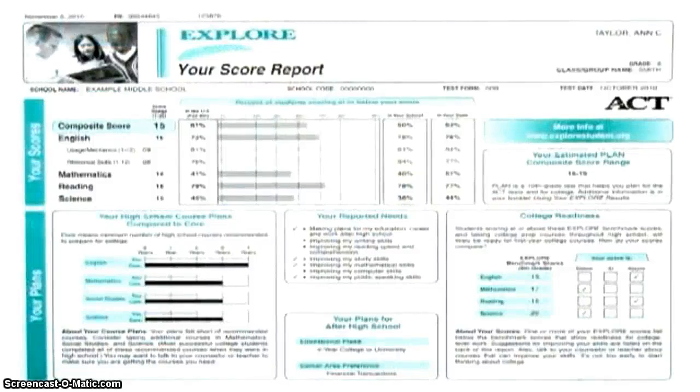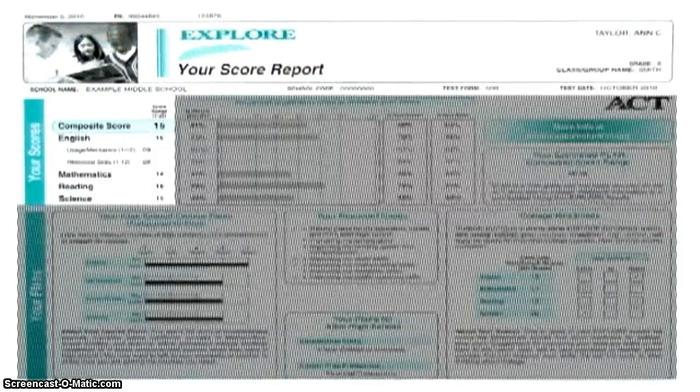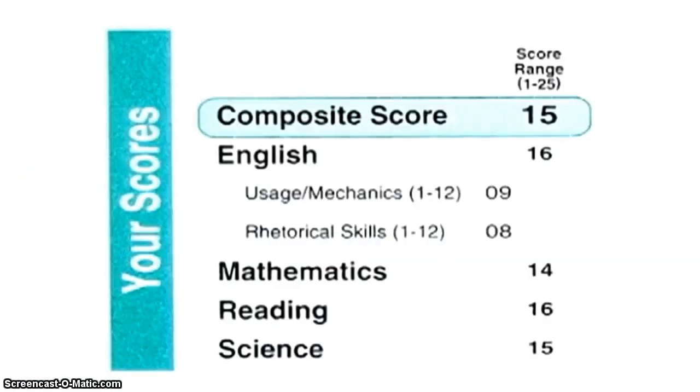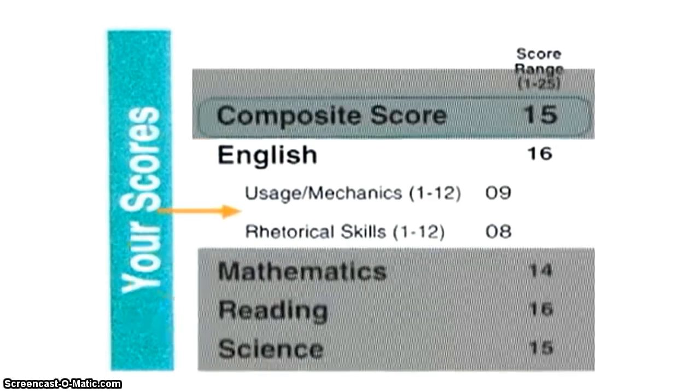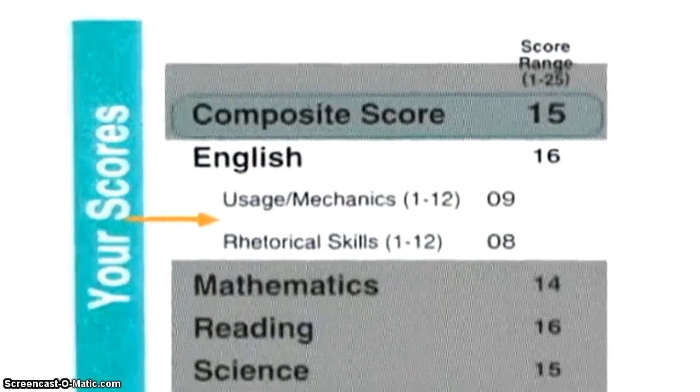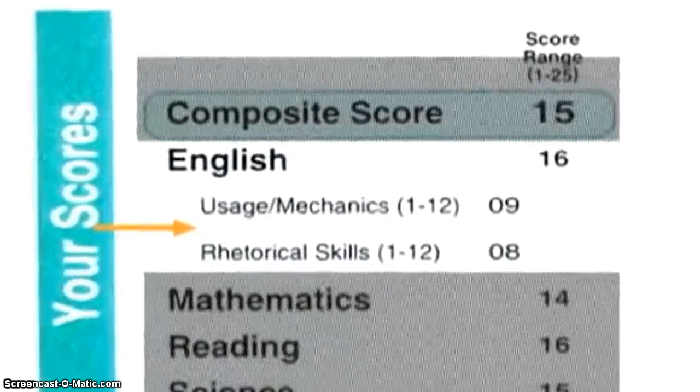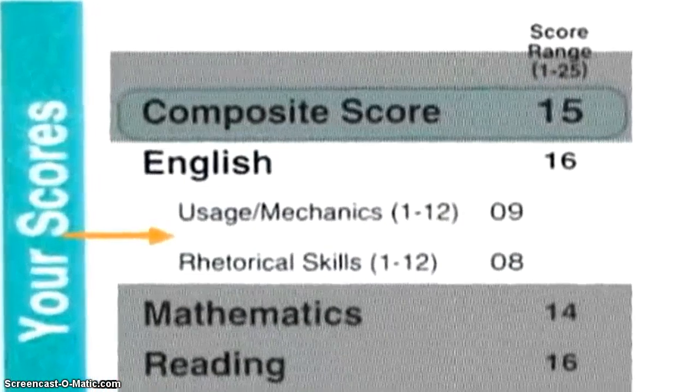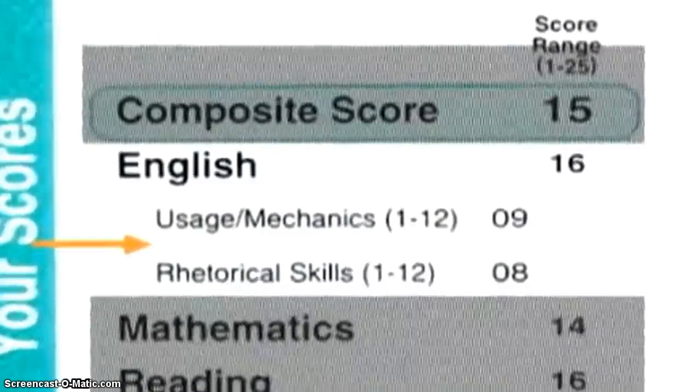Let's take a look at the section called Your Scores. You will see that there are 4 content area scores in this section: English, Mathematics, Reading, and Science. They are on a scale from 1 to 25, with 25 being the highest. You will also see that English is made up of 2 sub-scores: Usage Mechanics and Rhetorical Skills. They are on a scale from 1 to 12.